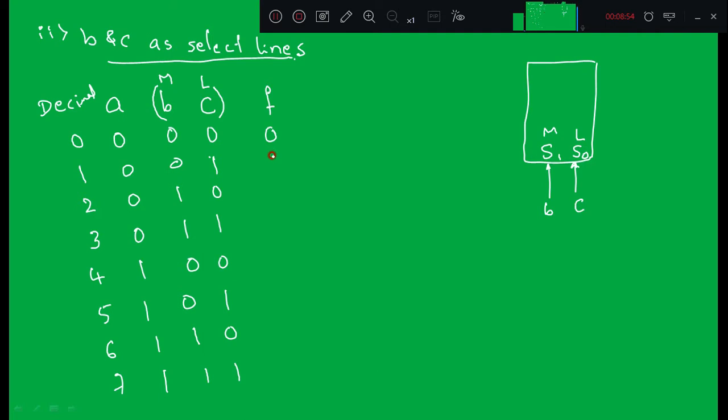For 0, the output is 1. For 2, there is no 2, so 0. 3 is not there, 4 is there, so 1. 5 is there, yes, 1. 6 is not there, so 0. 7 is there, 1.